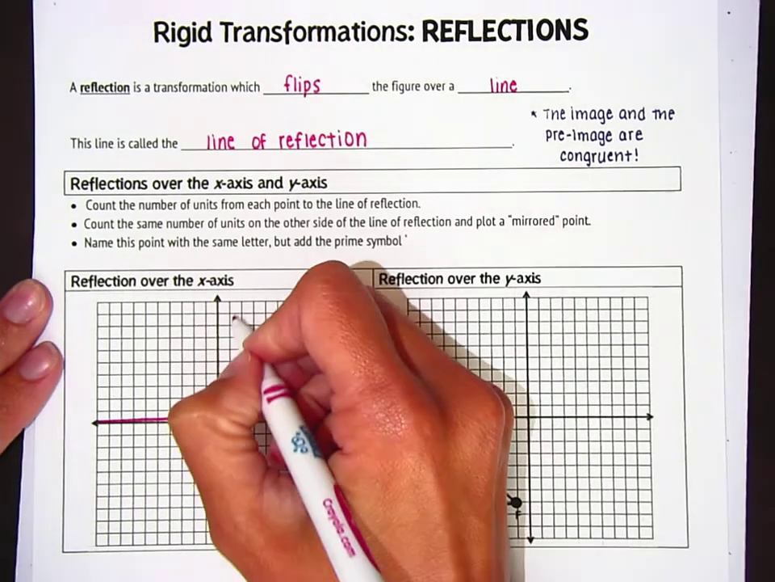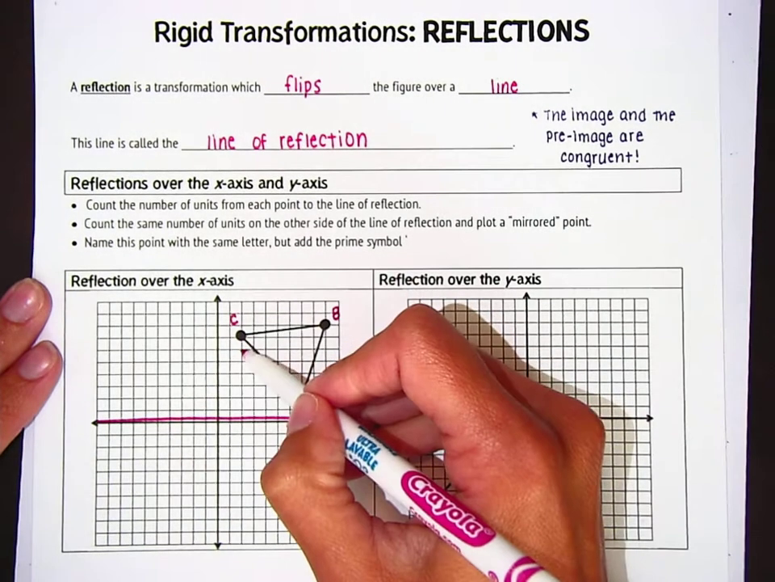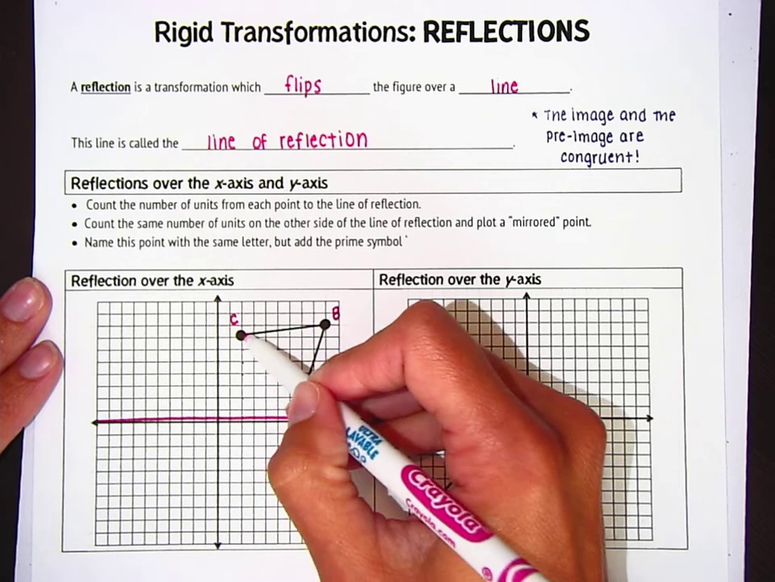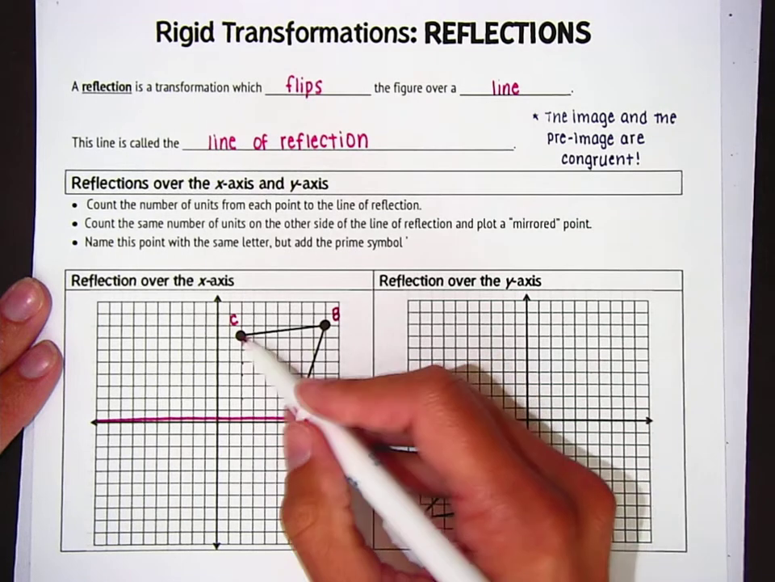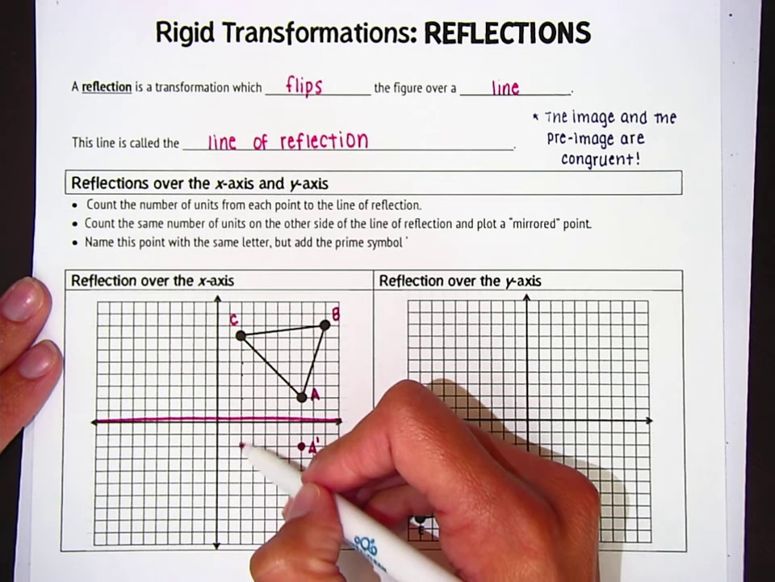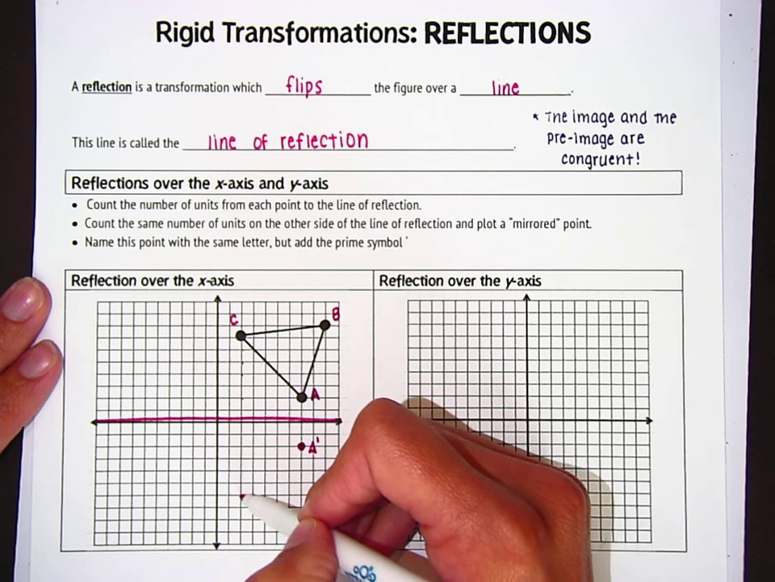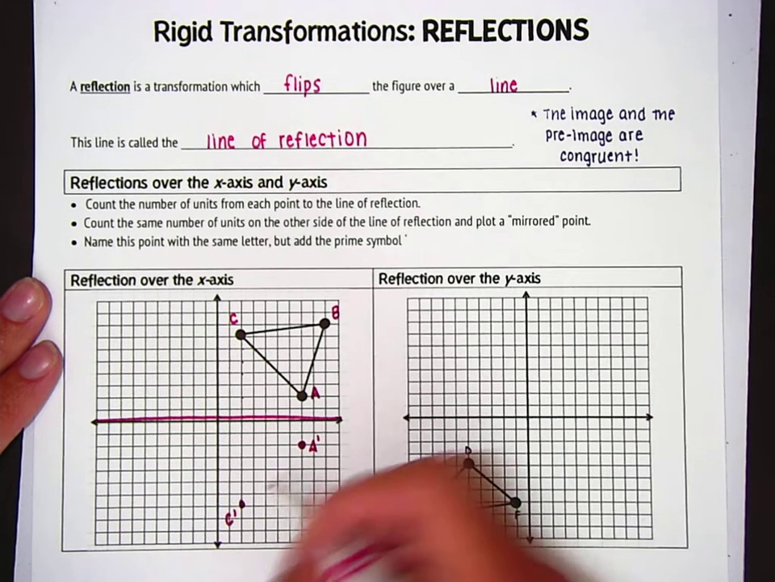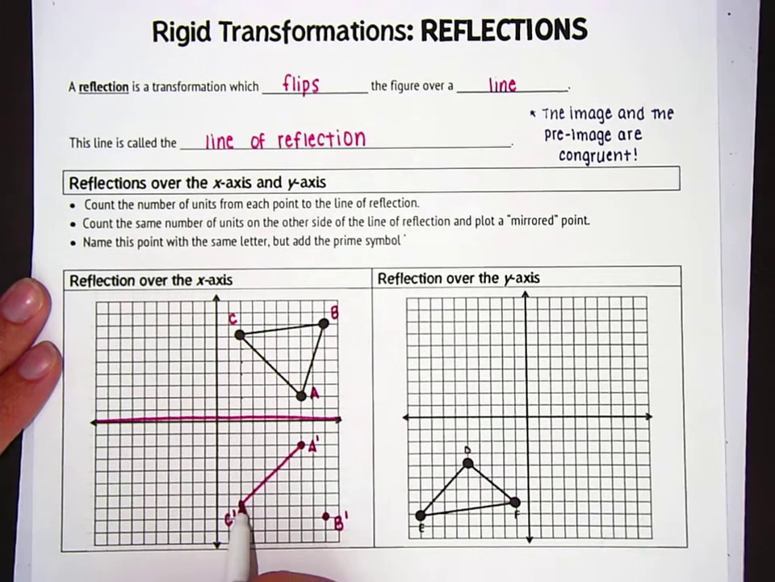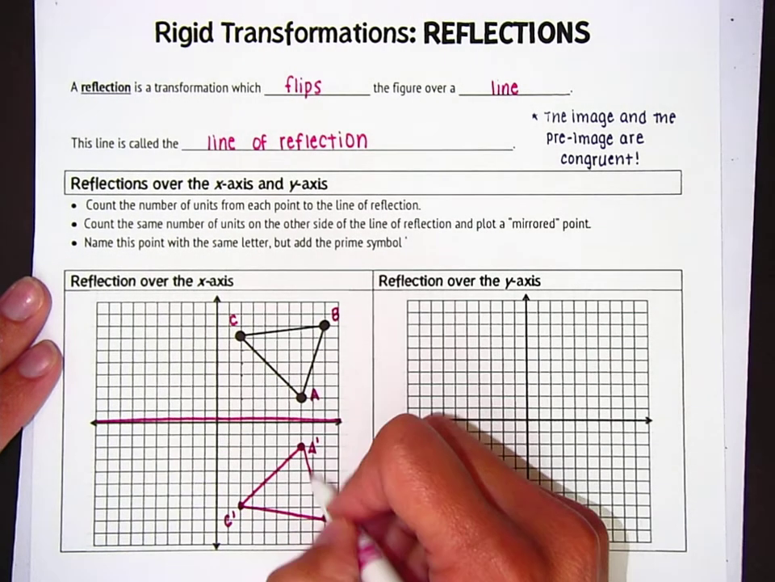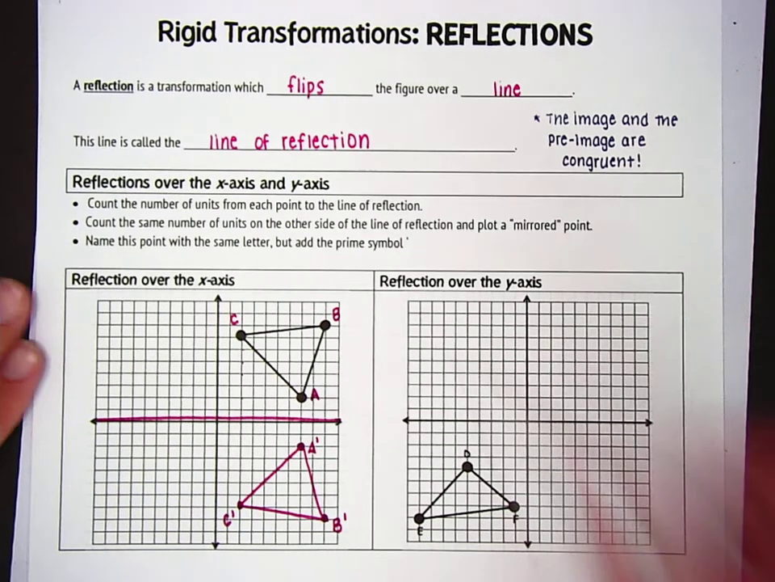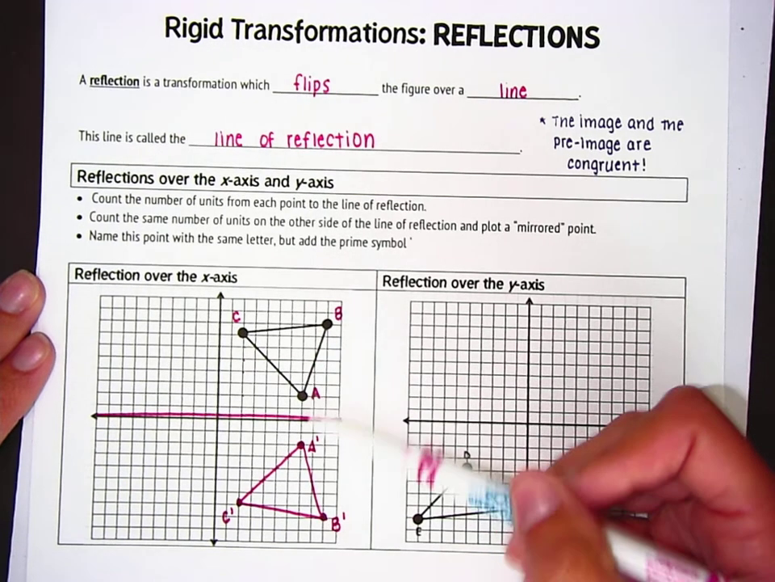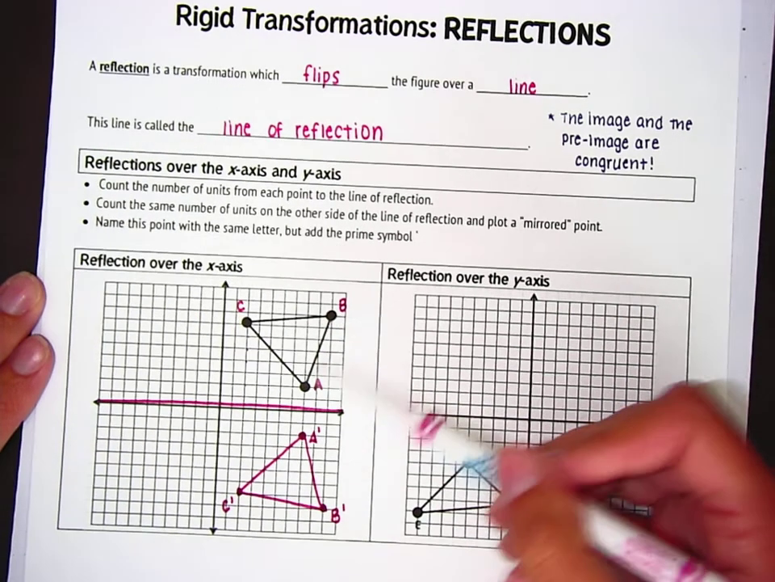I'm going to repeat the same steps over here for C, which is 1, 2, 3, 4, 5, 6, 7 units away from the line of reflection. So we should be 1, 2, 3, 4, 5, 6, 7 units away from the line of reflection for C prime. And then I can go ahead and connect those dots to draw my figure. And I can see that this triangle is the same shape and the same size, but now it's just a mirrored image or a reflection of our original figure.